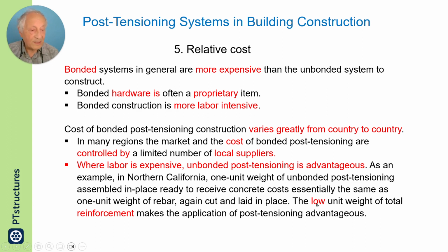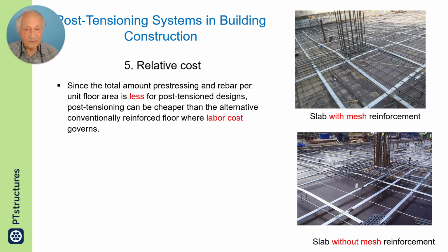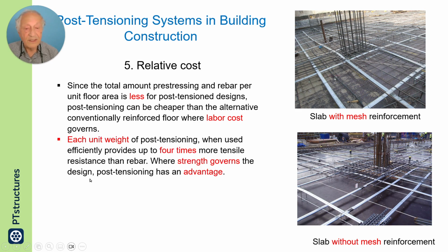The reason is the cost of labor. In a post-tension unbonded construction, the way it is done in the US, the total weight of the reinforcement for a given project is much less than if it is not post-tensioned. And this brings the total cost of labor down. So since the total amount of pre-stressing and rebar per unit floor area is less for post-tension designs, post-tensioning can be cheaper than the alternative conventionally reinforced floor where labor cost is high.